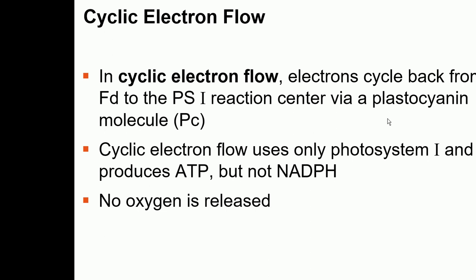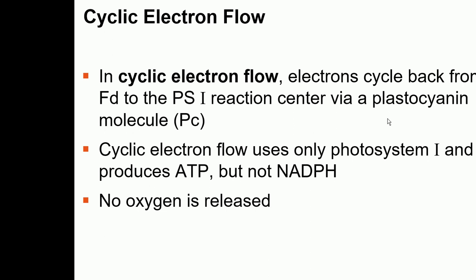Okay, so we just talked about the linear flow of electrons, and in the linear flow of electrons, two photosystems are involved, photosystem 1 and photosystem 2, and ATP and NADPH are produced. Now we are going to talk about cyclic electron flow. It's a kind of electron flow which takes place in some special kind of bacteria, and also it can take place in some phase of the life of the plants. When there is a lot of sunlight, then they convert from linear electron flow to cyclic electron flow.